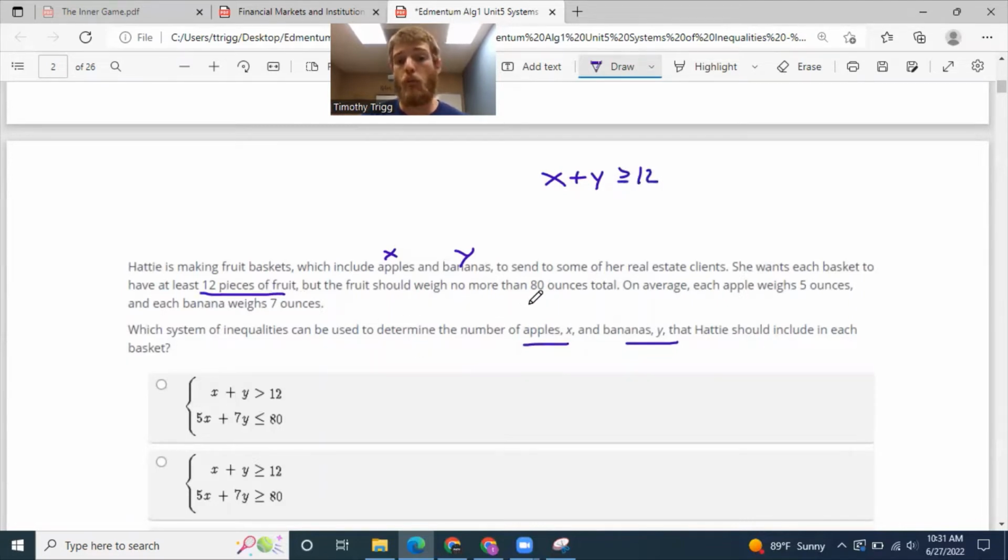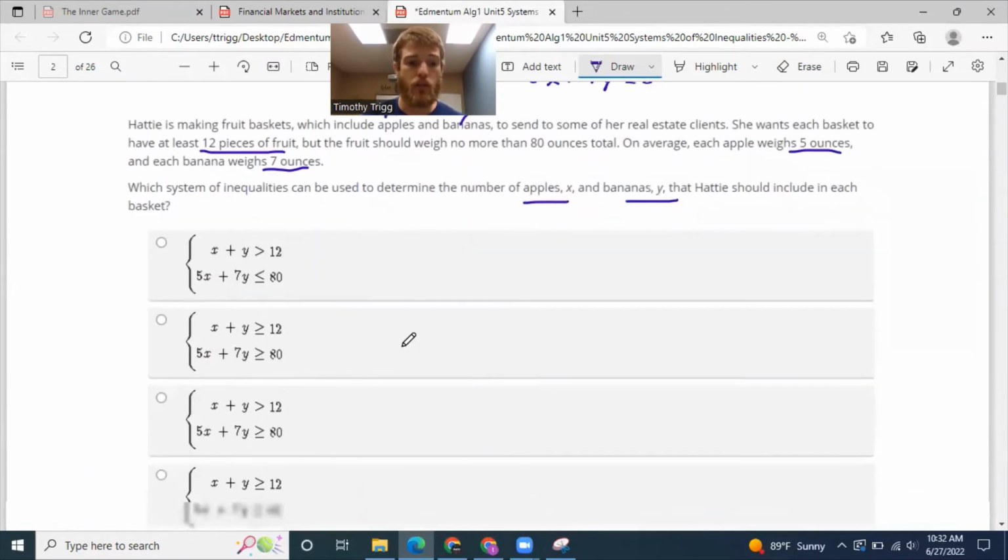But it should weigh no more than 80 ounces. On average, each apple weighs 5 ounces and each banana weighs 7 ounces. So 5 ounces times the number of apples plus 7 ounces times the number of bananas, and she wants it to weigh no more than 80 ounces. So she wants the weight to be less than or equal to 80 ounces. Okay, so this should be your system of inequalities. Just click the correct one there.